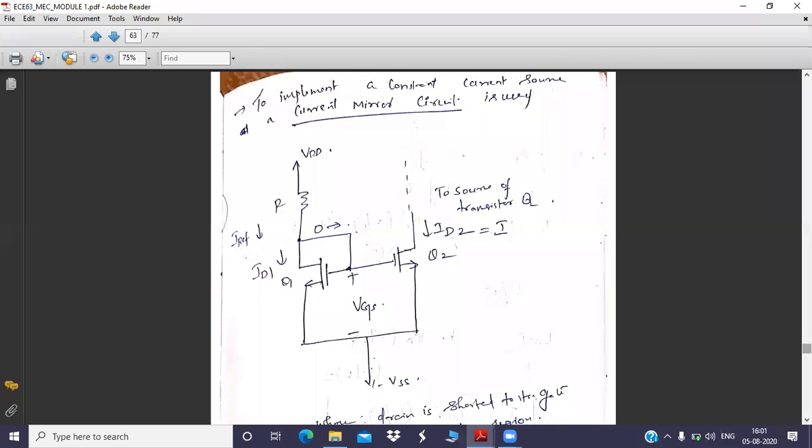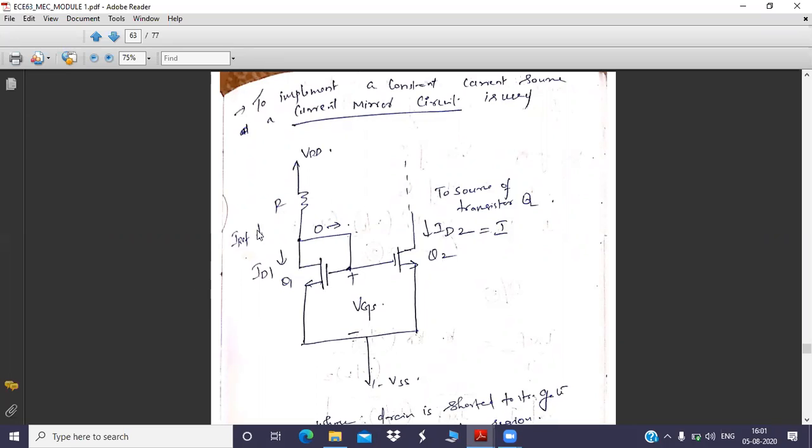Anybody? With the help of ID1, sir. Sorry, theta 1? What is it? With the help of theta 1 you can calculate IREF or something. No. These are transistors. This is Q1 and Q2. These are the two transistors. That is simply a label only. Don't confuse with these two symbols.